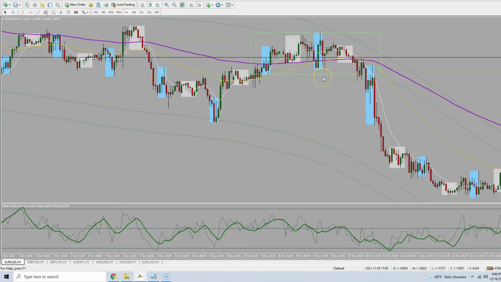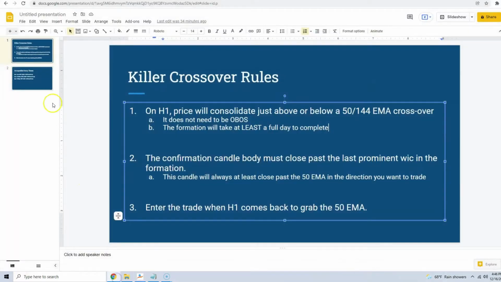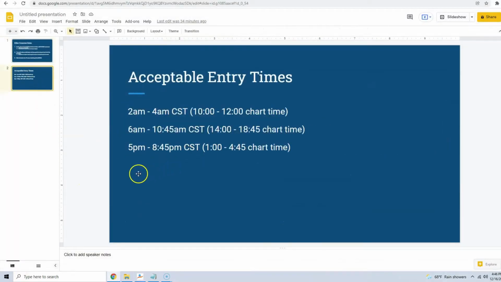It does not matter what time of day the confirmation candle happens, but as always, it does matter what time of day you take the trade. And so once again, I've put the acceptable entry times in the rules. Just convert it to whatever time zone you need. I am on Central Standard Time, so convert it to whatever time zone you need so that you know what times you can take a trade.